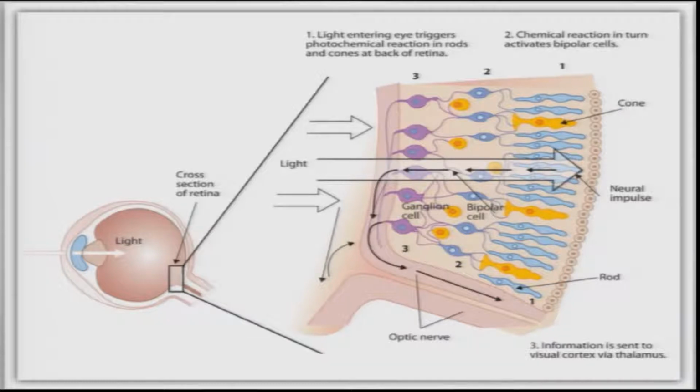So you can see how light is really moving. Light energy is entering the eye and triggering photochemical reactions in rods and cones at the back of the retina. The chemical reaction in turn activates the bipolar cells. From the bipolar cells, information goes to the ganglion cells, and from there to your optic nerve, and via the optic nerve it is transmitted to the brain.